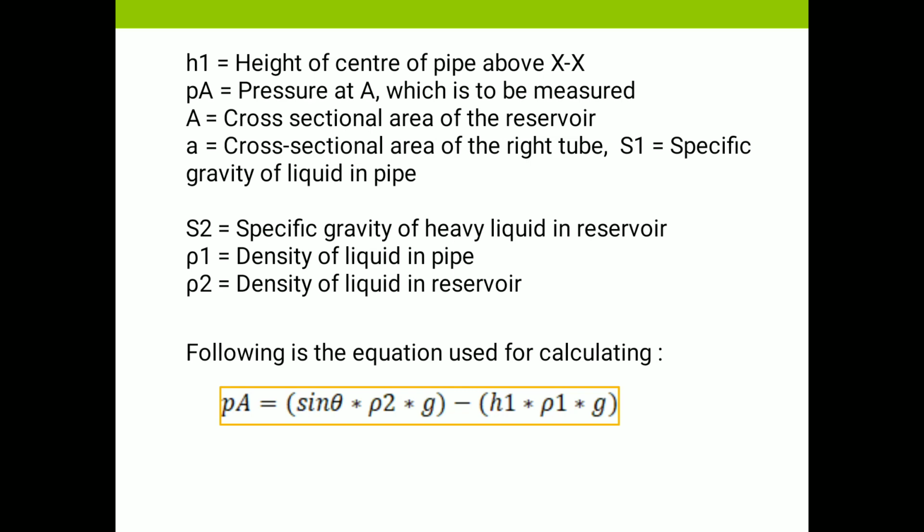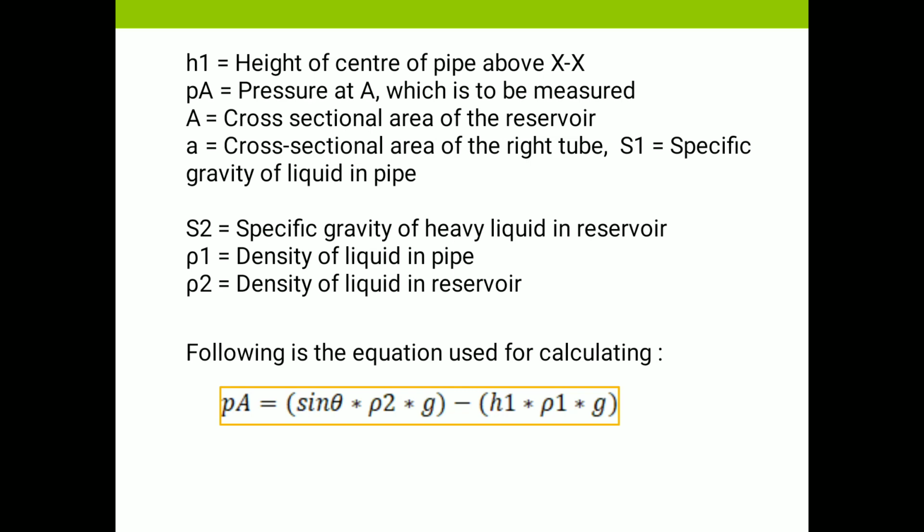PA is the pressure at point A, which is to be measured. A is the cross sectional area of the reservoir, small a is the cross sectional area of the right tube. S1 is the specific gravity of the liquid in the pipe. S2 is the specific gravity of the heavy liquid in the reservoir. Rho 1 is the density of the liquid in the pipe. Rho 2 is the density of the liquid in the reservoir.